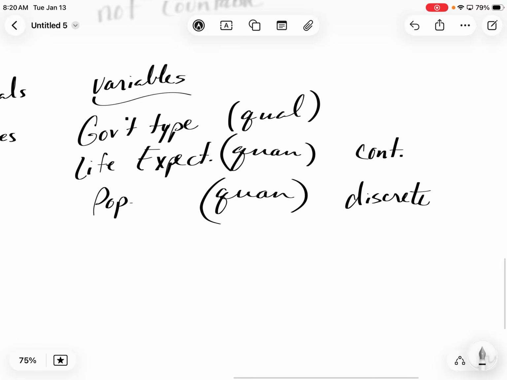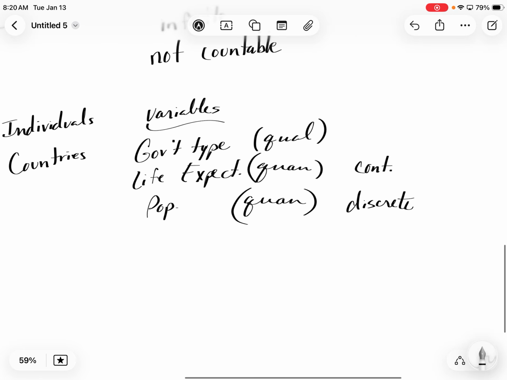Okay? So when you have a question like that, what they're going to ask you is to identify the individuals, identify the variables, and the data. And the data is just basically saying, is this continuous, discrete, or is it qualitative? Which you did. Okay? Does that make sense? Is everybody okay with that?